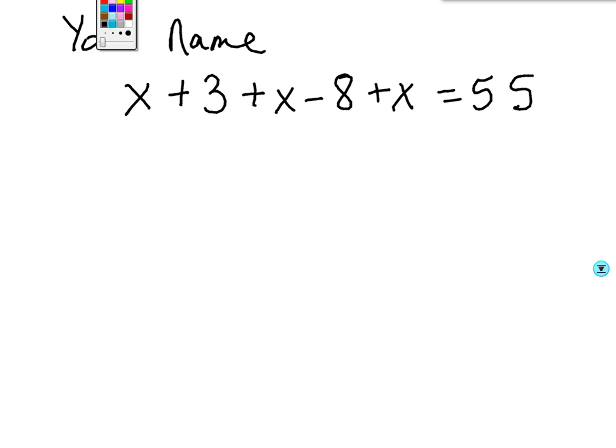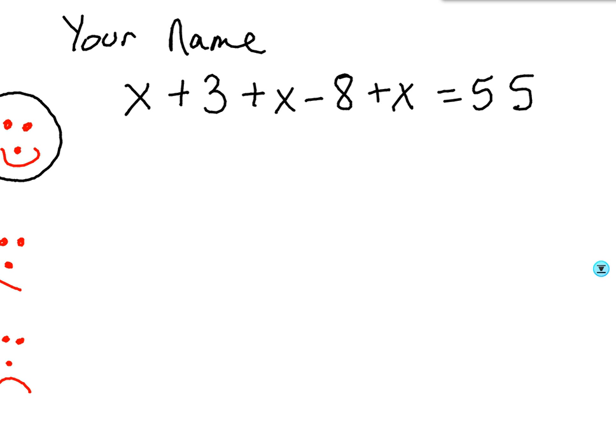When you have finished attempting to solve that problem, I want you to rate yourself. Give yourself a smiley face if you totally understand and you're happy with what you have. Give yourself a side face if, I kind of get it, but I'm not totally sure. And a sad face if I know I need some more work on this. When you finish, put it over on the kidney table and pack up.